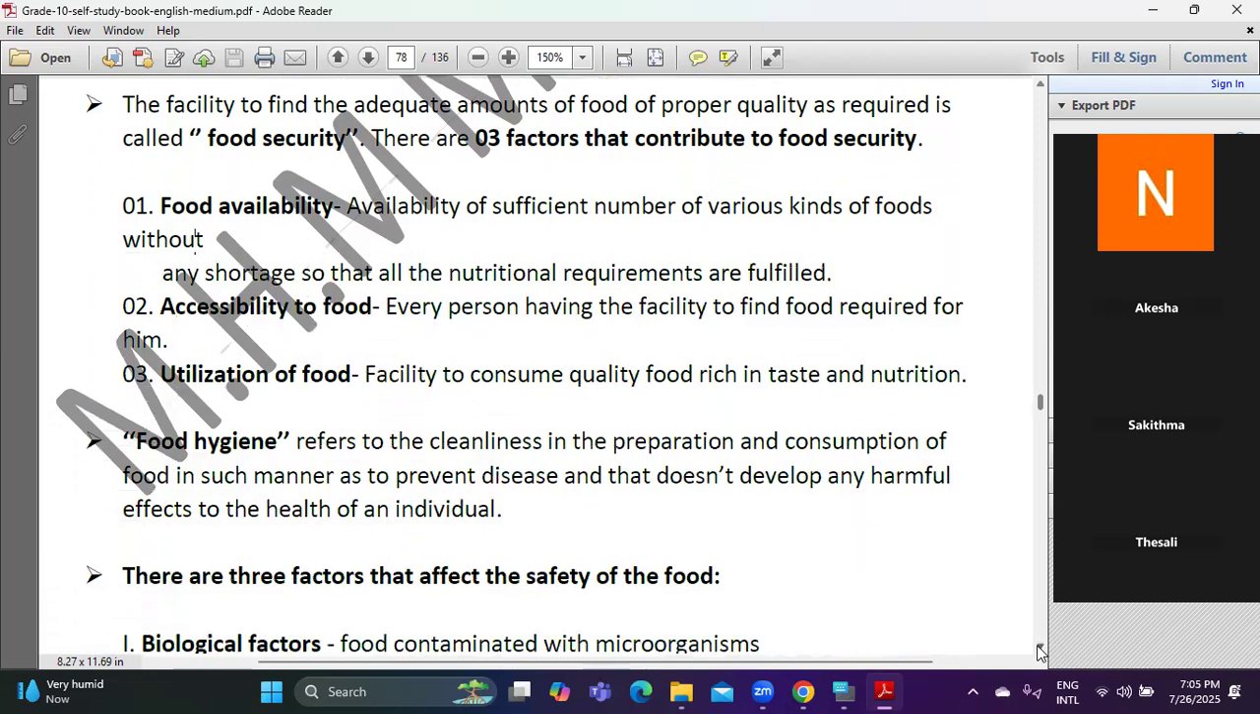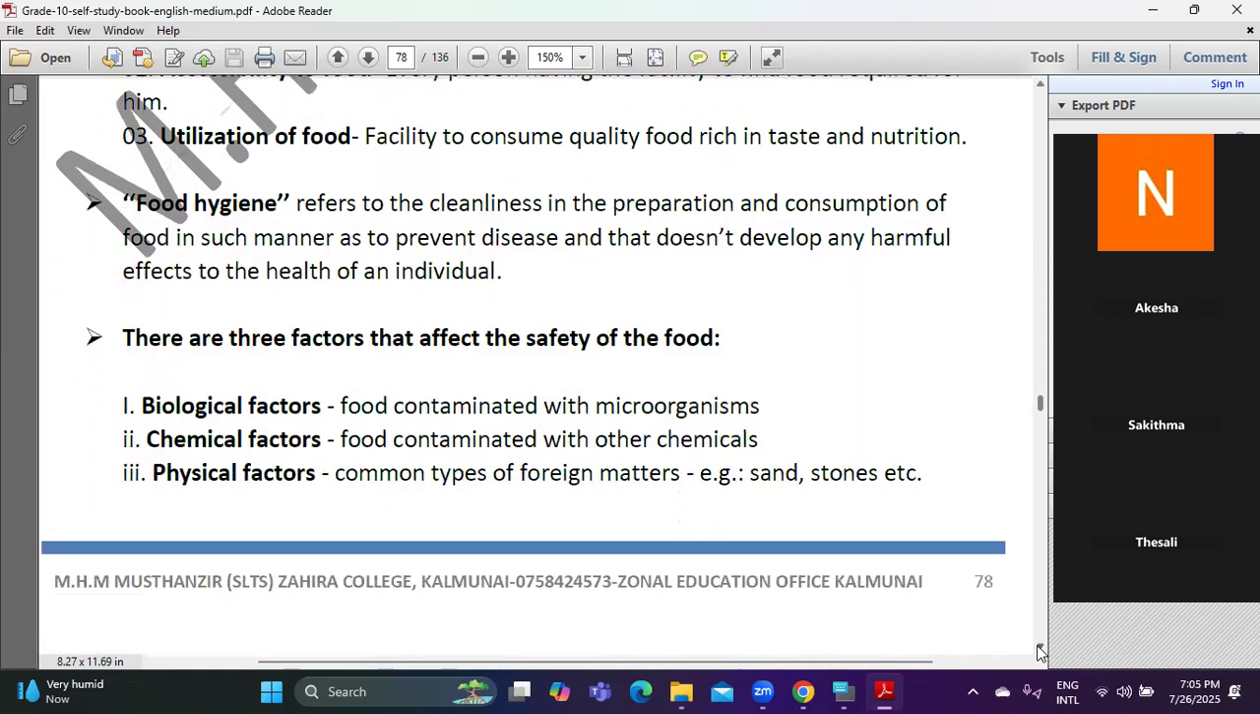Then write 3 factors that affect the safety. First we talked about the factors that affect food security. Now write in point form 3 factors that affect the safety of the food. What are the factors? Biological factors, chemical factors, and physical factors. How safety is affected depends on 3 factors.